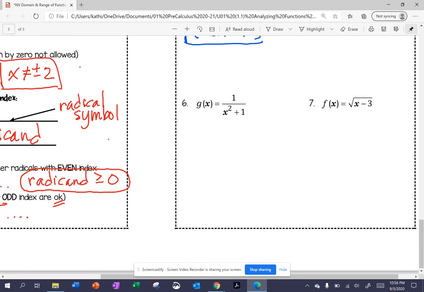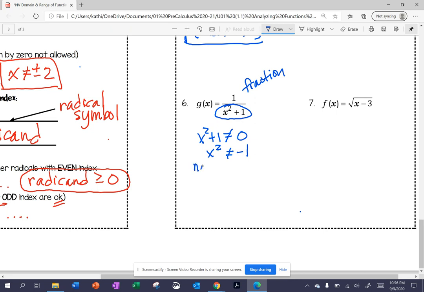Let's look at number 6. I'm asking myself two questions. First question is, do I have a fraction? Yes. So with a fraction, I'm interested in what's in the denominator. In the denominator, I have x squared plus 1, and that cannot equal 0. So solving for x, I'm going to subtract 1 from both sides first. So x squared cannot equal -1.